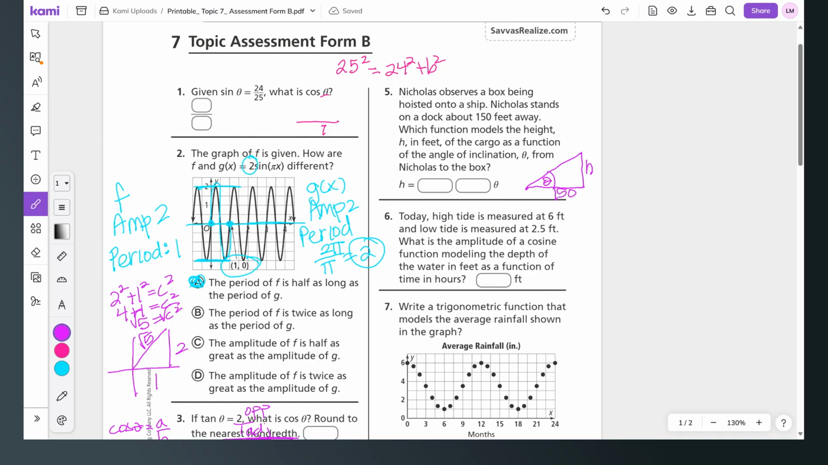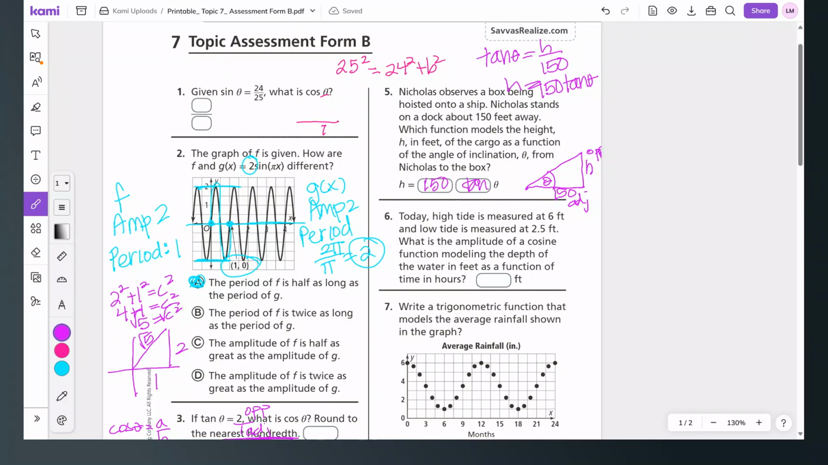So from this angle, I want the opposite side, and I have the adjacent, so that is tangent. So tangent theta equals h over 150, and then solving for h by multiplying 150 on both sides, h is equal to 150 tangent theta.